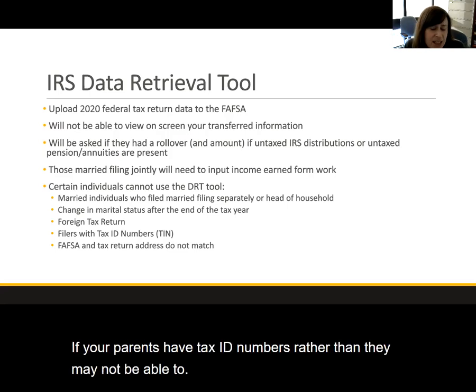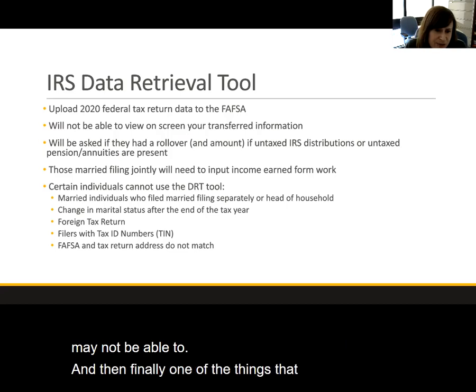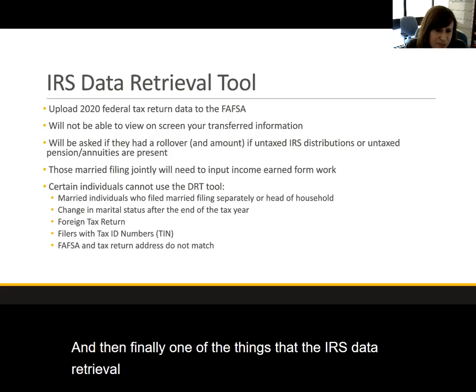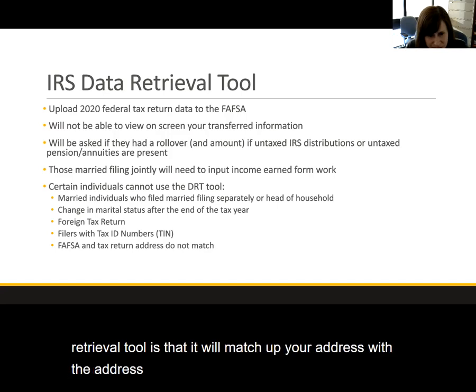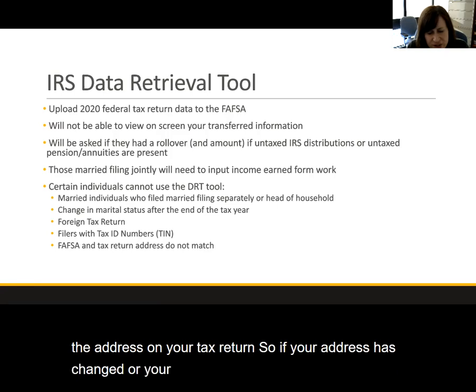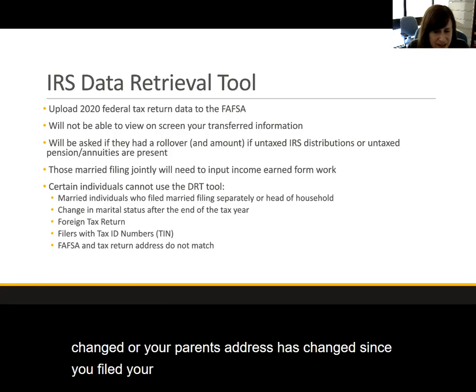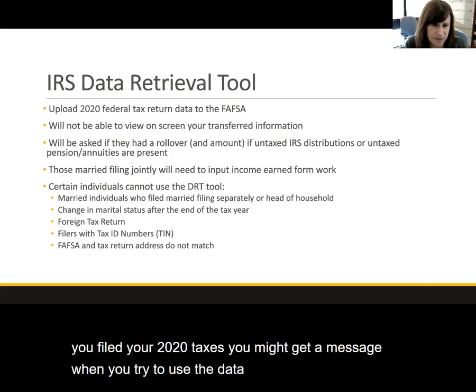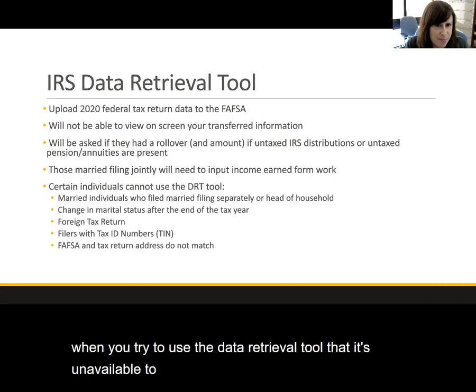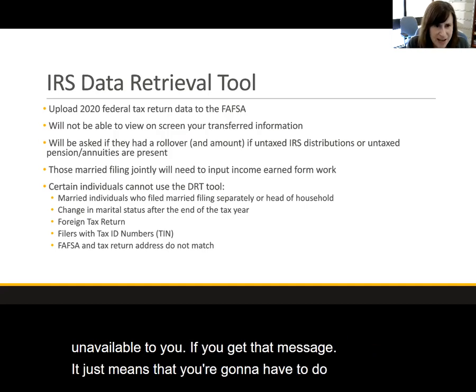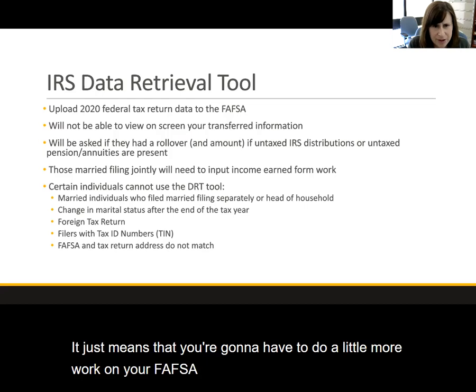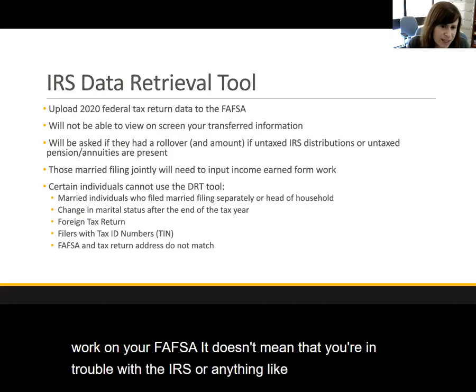And then finally, one of the things that the IRS data retrieval tool does is that it will match up your address with the address on your tax return. So if your address has changed or your parents' address has changed since you filed your 2020 taxes, you might get a message when you try to use the data retrieval tool that it's unavailable to you. If you get that message, it just means that you're going to have to do a little more work on your FAFSA. It doesn't mean that you're in trouble with the IRS or anything like that. So it's nothing to worry about.